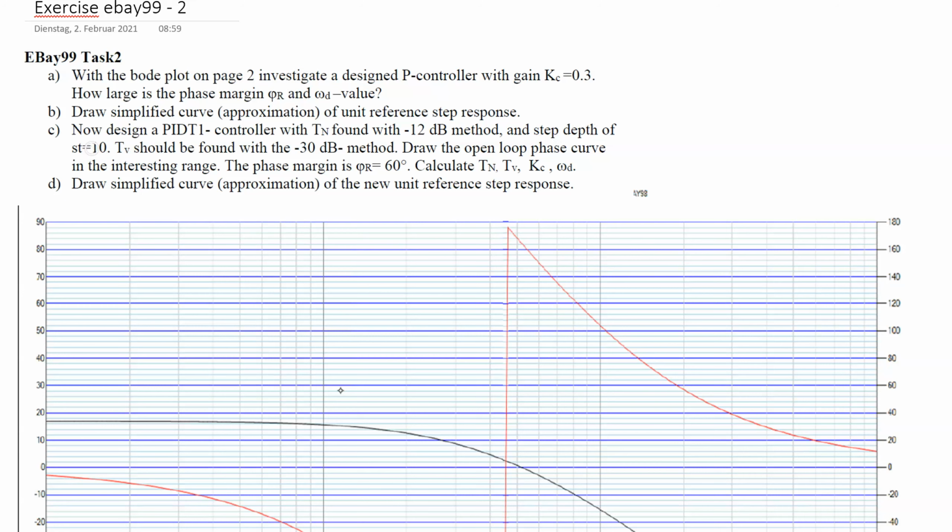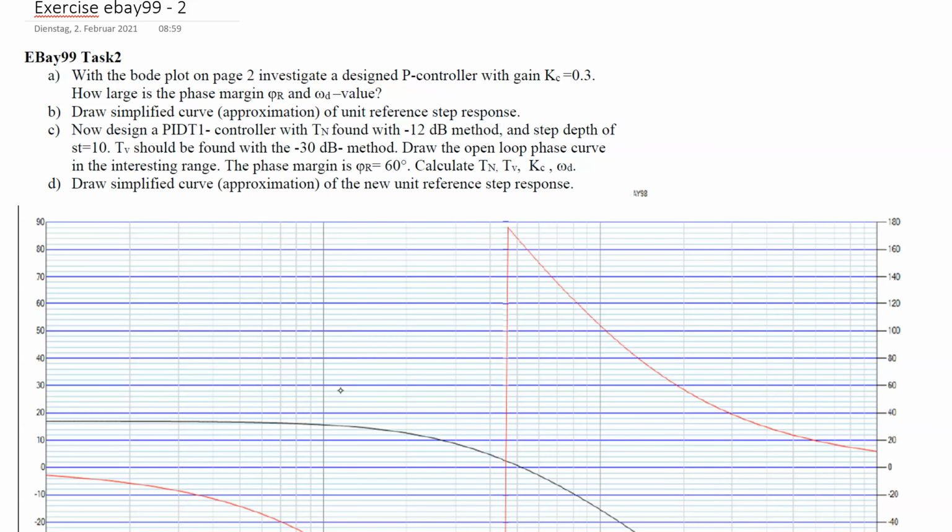Step depth is given to 10, and TV should be found with a minus 30 dB method. So we have to work through both methods. Then we have to find some points of the open loop phase curve, and with a phase margin of 60 degrees, we should calculate all relevant controller values, and finally in D again, draw the simplified curve of the reference step response.